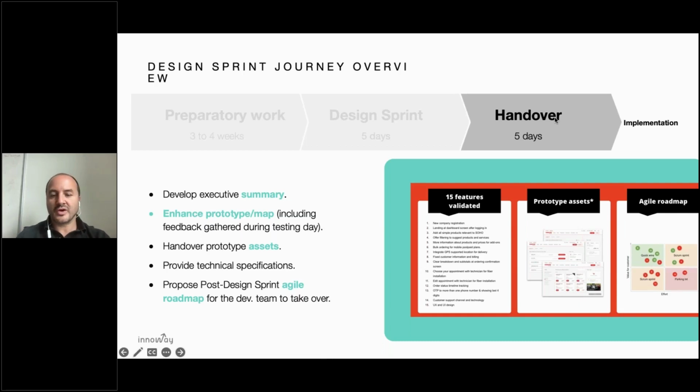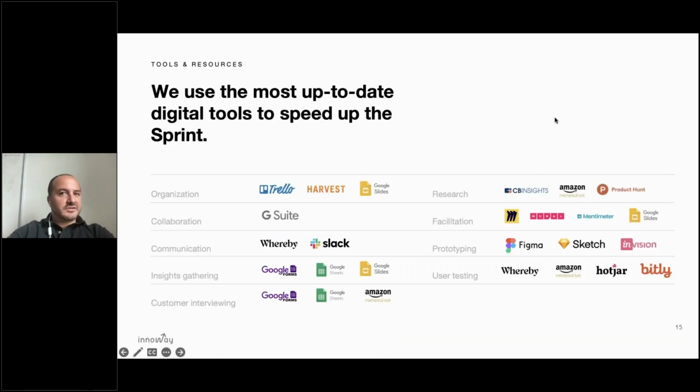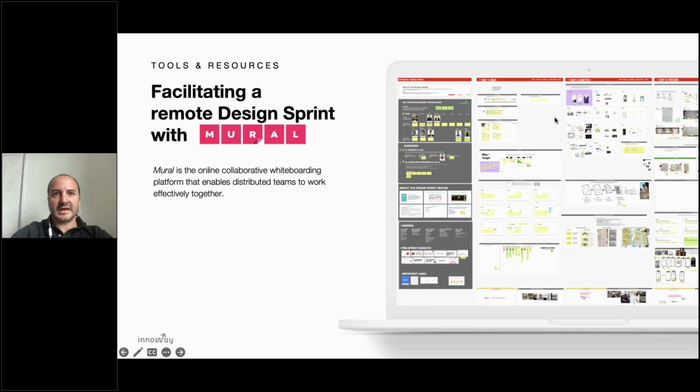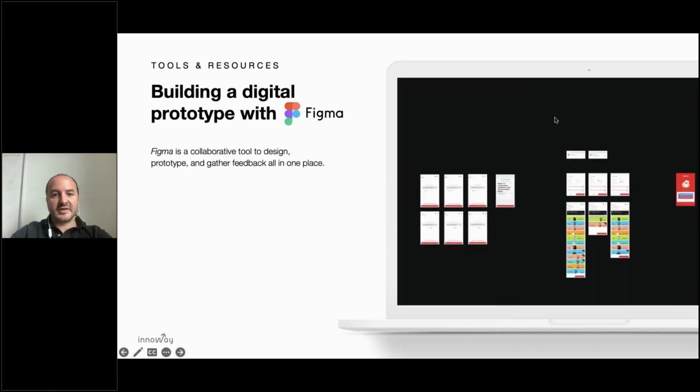And in doing that, we combine the Agile roadmap with other methodologies that we are familiar with. In order to make this a reality, we use all the digital tools possible. And there are 2 tools that we really like, especially for remote. One is Mural, where you can actually facilitate the whole design sprint remotely. And the other one is Figma. Figma is a very good platform for prototyping fast, and that enables us to do it in a fast way.